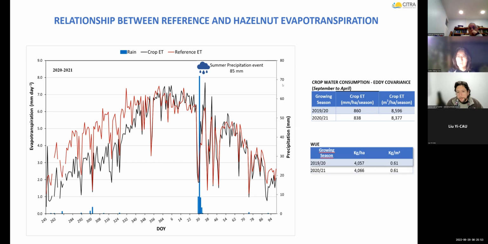Finally, in a summary of the different seasons, we can compute real values of crop water consumption in cubic meters, with an average of 800 and 500,000. And we also compute the water use efficiency for the two growing seasons, comparing the water consumption and yield.